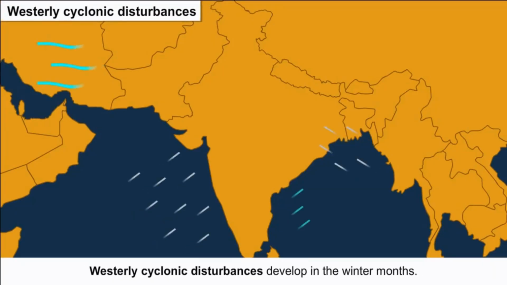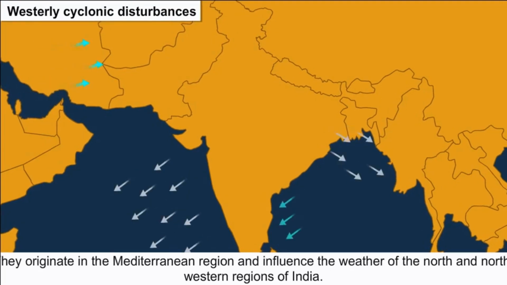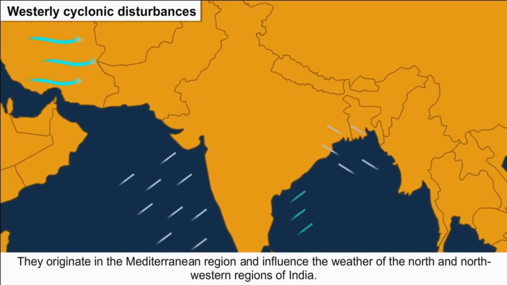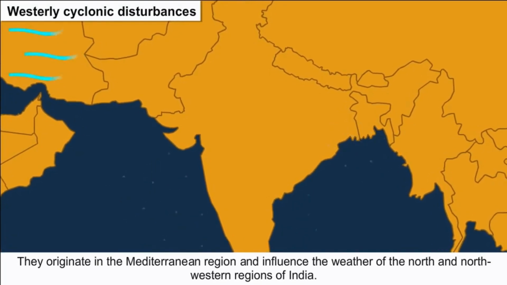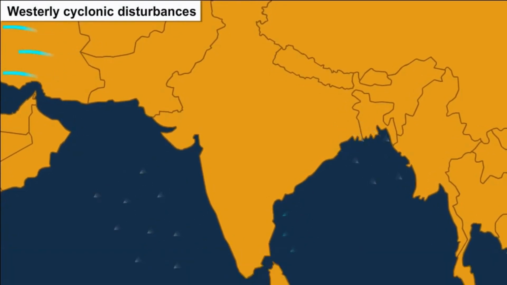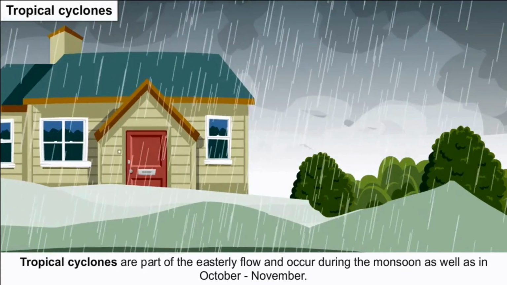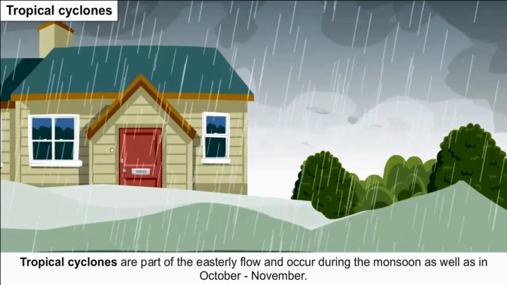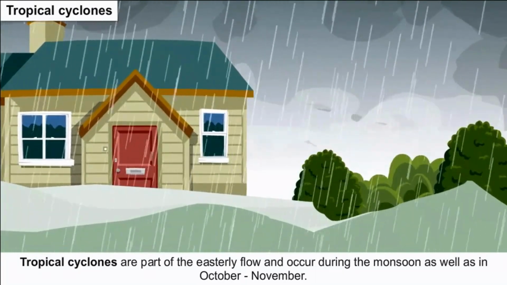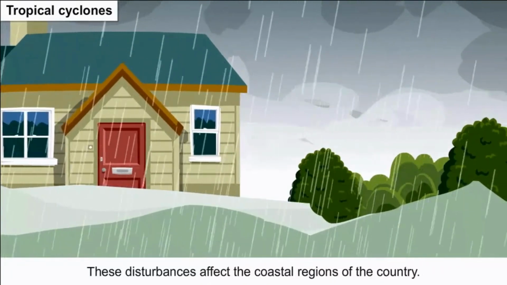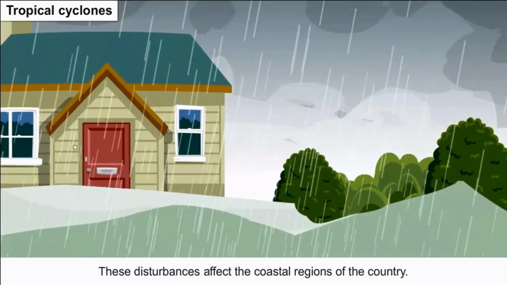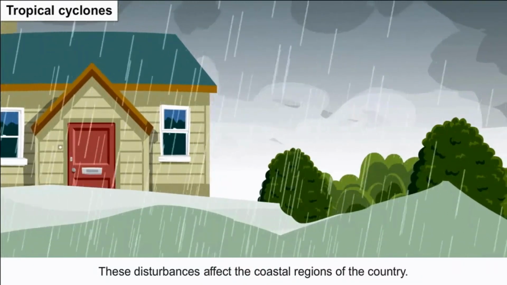Westerly cyclonic disturbances develop in the winter months. They originate in the Mediterranean region and influence the weather of the north and northwestern regions of India. Tropical cyclones are part of the easterly flow and occur during the monsoon as well as in October-November. These disturbances affect the coastal regions of the country.